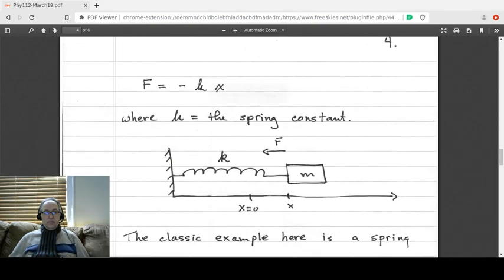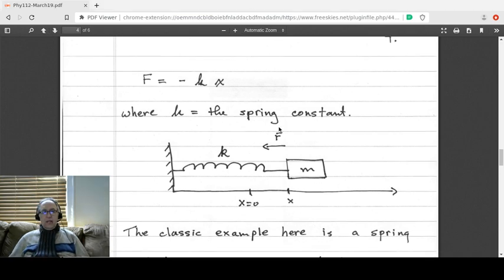You can see at the top of the screen there, F is equal to minus kx. That's Hooke's law. Okay, F is the restoring force. You can see it in the diagram. That's F trying to pull the mass m back to the origin, back to x equals 0, the equilibrium point. The other thing is that F and x are in opposite directions, and that's why you see F is equal to minus kx. The last ingredient in that equation is k, which is the spring constant, and it's a measure of how stiff the spring is. In other words, how hard is it to stretch that spring?